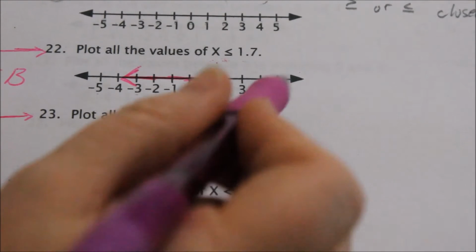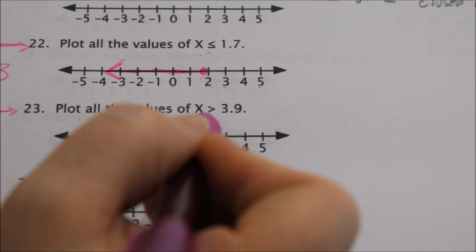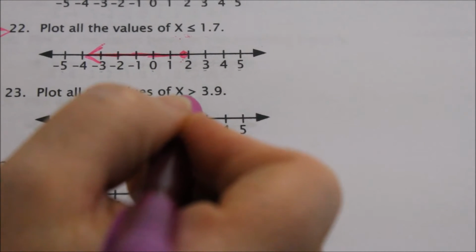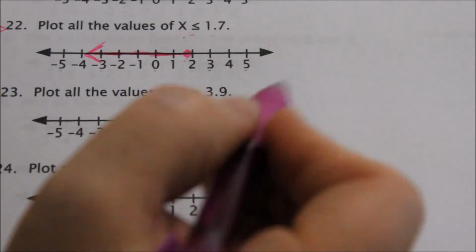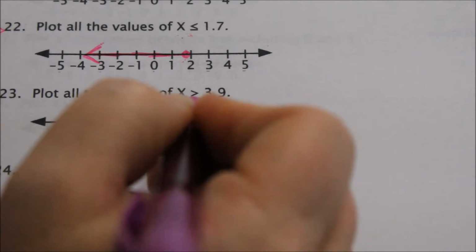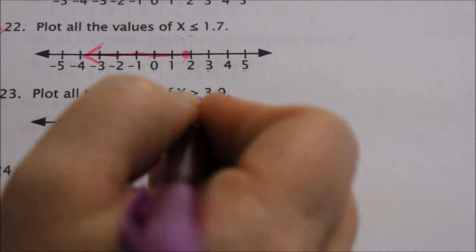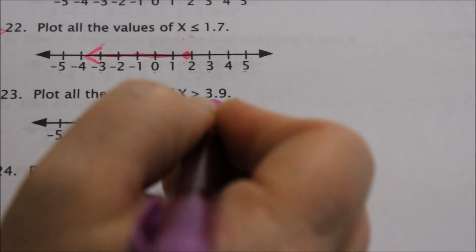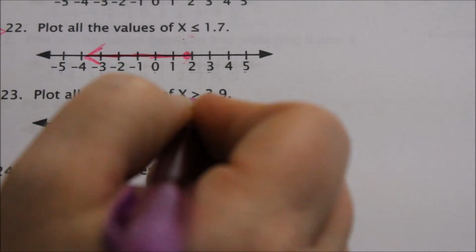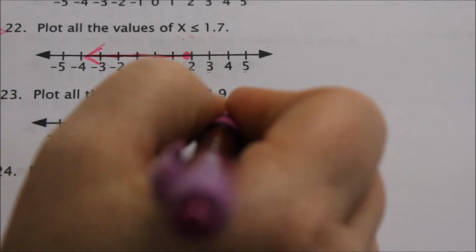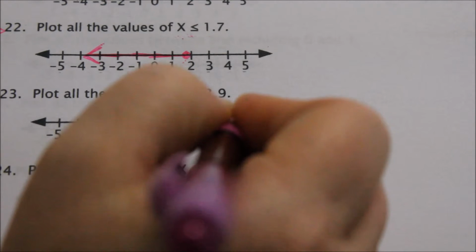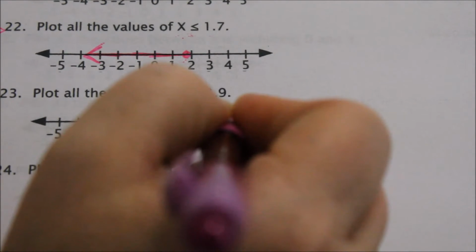So we want to plot all the values of x. This reads greater than. The bigger opening comes first, so it's greater than 3.9. So you find 3.9. That's going to be in between 3 and 4, closer to 4. We want greater than, so we are not going to include 3.9. This is not greater than or equal to, so we do not have a closed circle. Since we are not including 3.9, we have an open circle. Remember, greater than or less than is an open circle. So we're going to put a point right here at 3.9, and we're going to use an open circle to show we are not including 3.9.